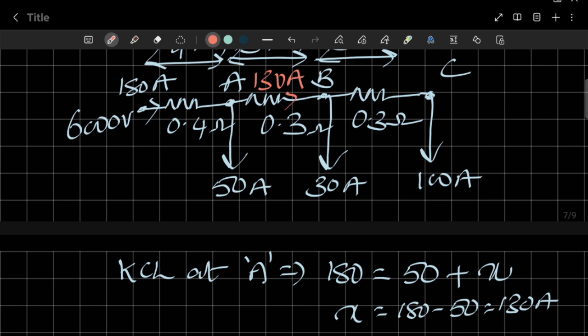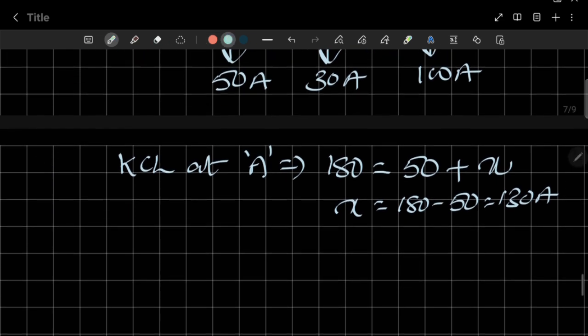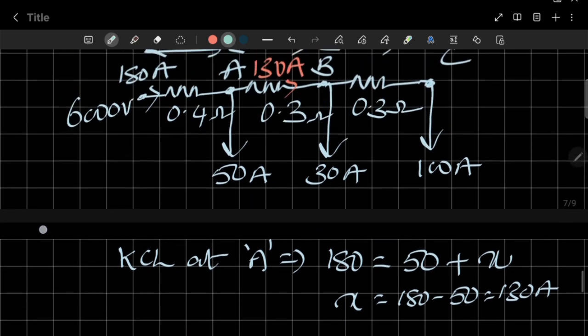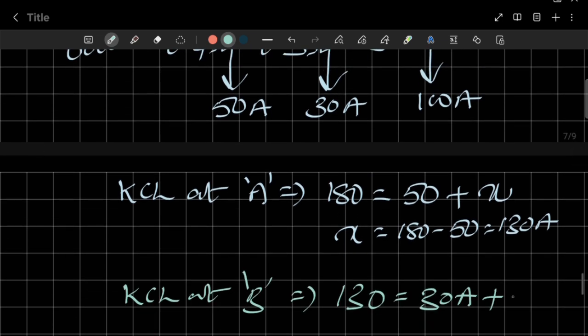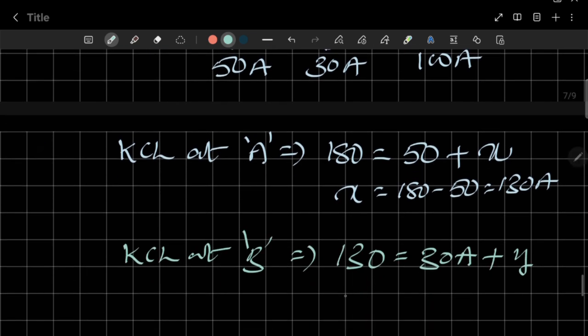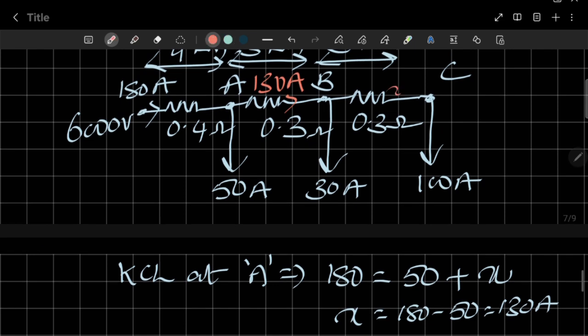If you apply KCL at node B, I'm writing here KCL at B. The entering current at B is 130, and one of the leaving currents they have given, that is 30 amps. And we don't know the current going from B to C. So I'm taking Y as the current moving from B to C. Easily we can write Y is equal to 130 minus 30, that is equal to 100 amps. So 100 amps is going from B to C, and that 100 amps only is coming down. This is what we can observe.